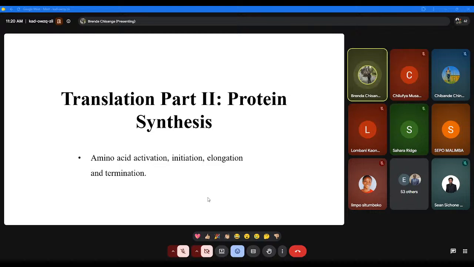Now we want to find out how this information is translated into a protein. We're going to look at this process in 3 stages. That is not to say these are not all the stages. Remember, we have to pick the main ones. The first one we're going to look at is amino acid activation. And just by the word amino acid, at least you know we're going to be looking at amino acids. Then we're going to go on to initiation of translation, elongation, and finally termination.